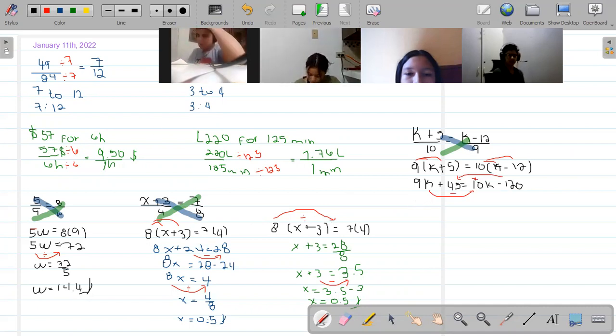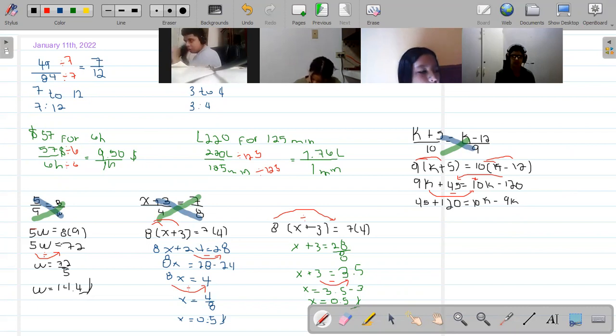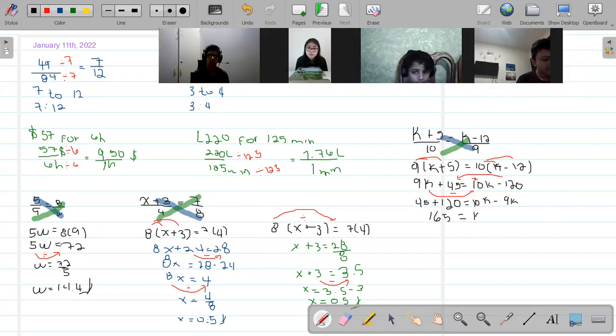So now I have 45, which is already there, plus 120 is equal to 10k minus, because it goes negative, 9k. 45 plus 120? 165. 165 equals 10k minus 9k, positive k. And voila, I finished. And that's it. You found the value of k using the cross product in the proportions.